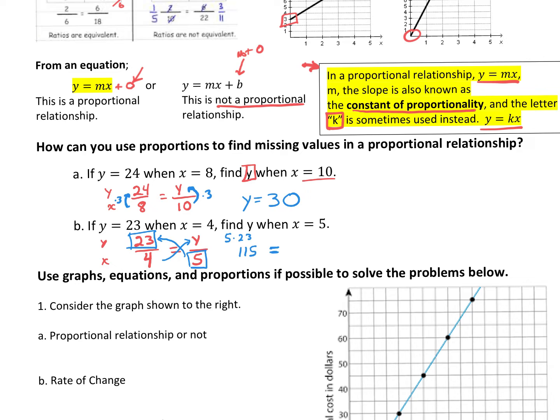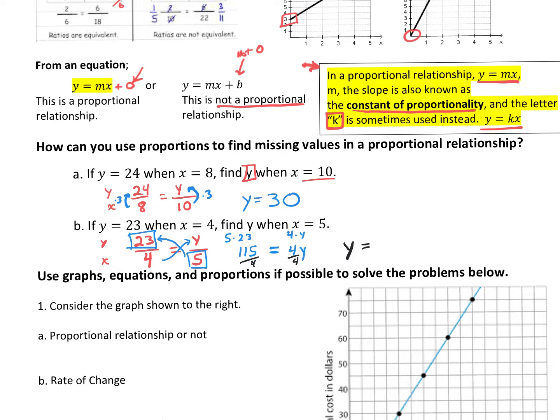And on the other side of the equal sign, we're going to take 4 times y. 4 times y is just 4y. So now we have an equation that we can solve. And on this one, we're just going to solve it by dividing by 4, divided by 4. So y equals whatever 115 divided by 4 is.